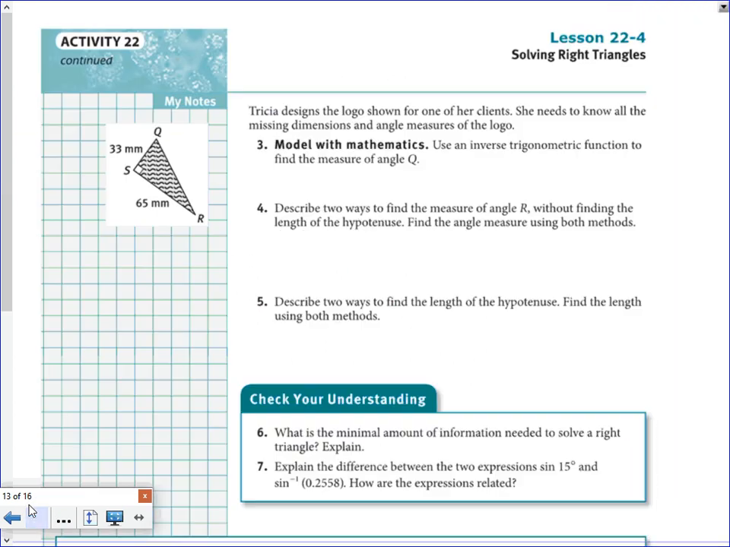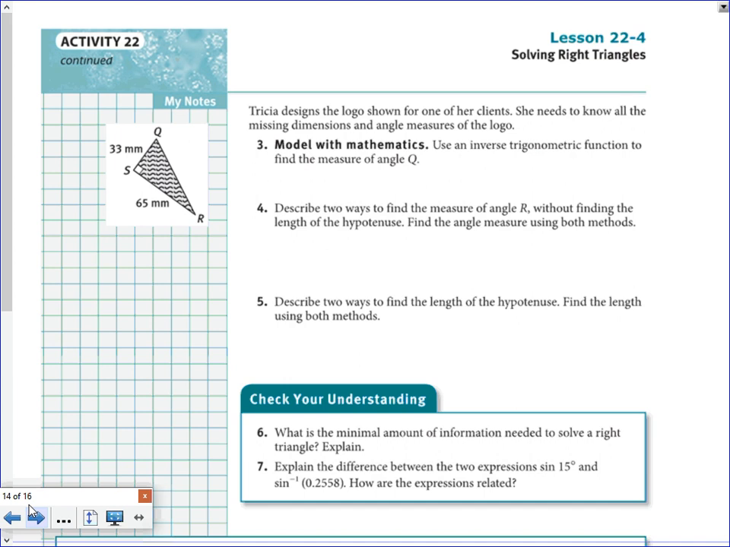Trisha designs the logo shown for one of her clients. She needs to know all the missing dimensions and angle measures of the logo. So we're going to model with mathematics. Use an inverse trig function to find the measure of angle Q.